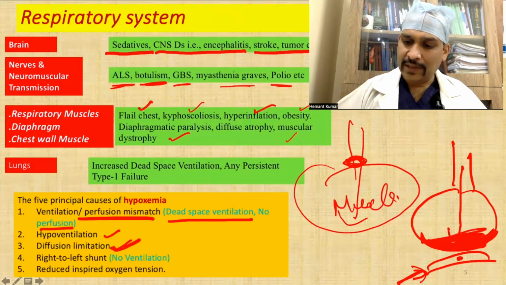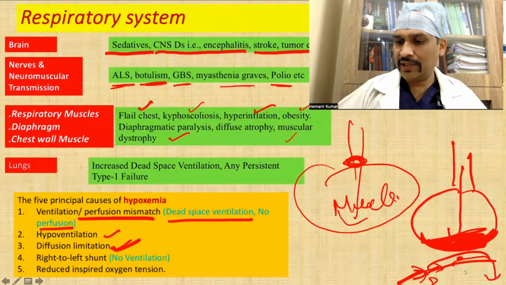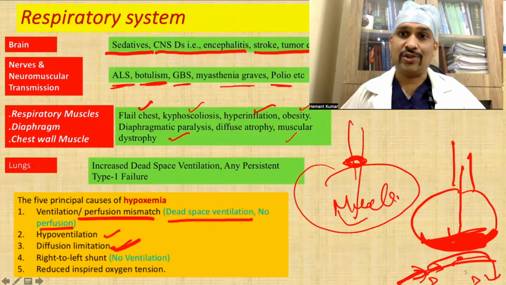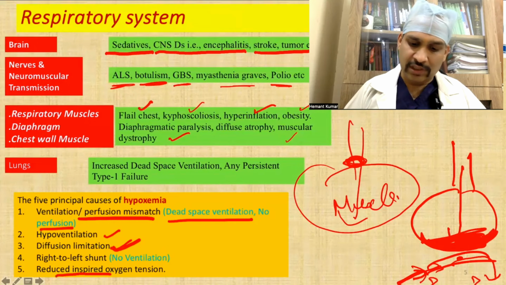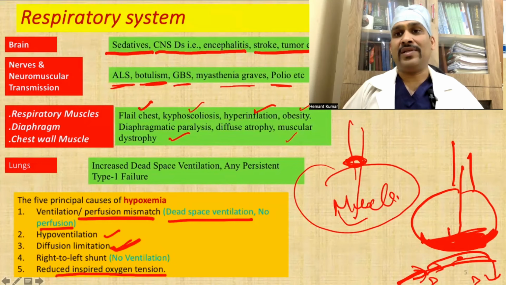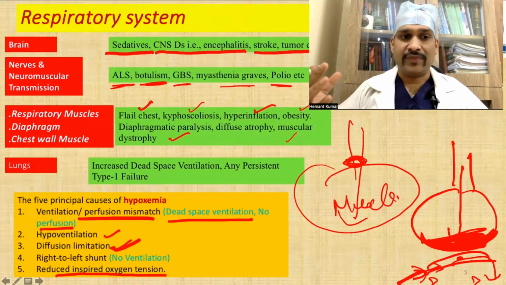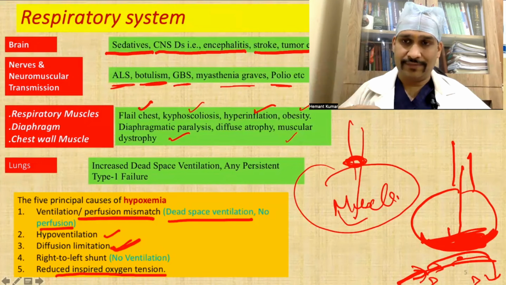So what will happen? Blood will come in deoxygenated and return also deoxygenated. So coming deoxygenated, returning deoxygenated. This is called shunt.